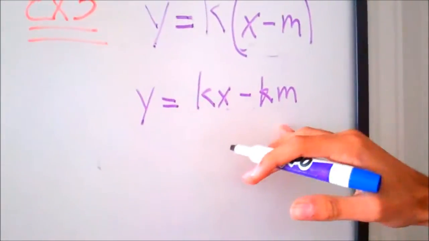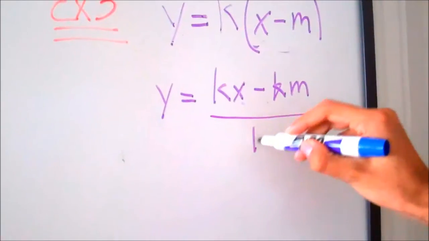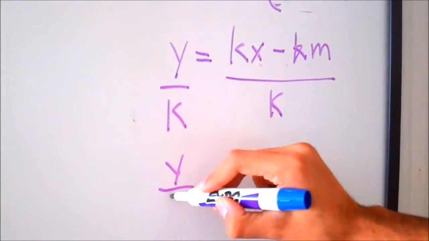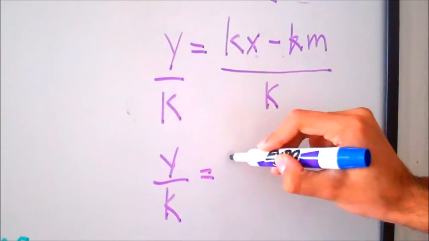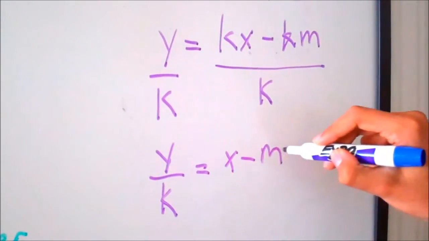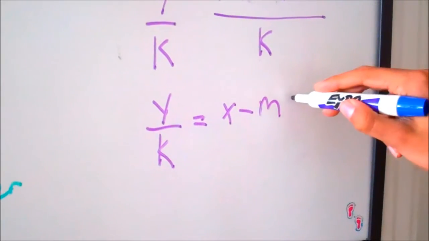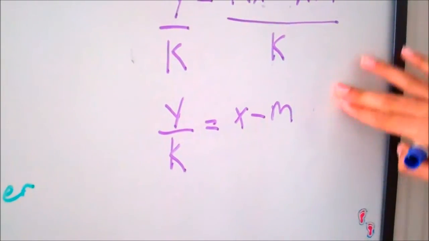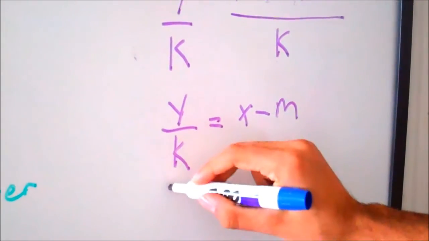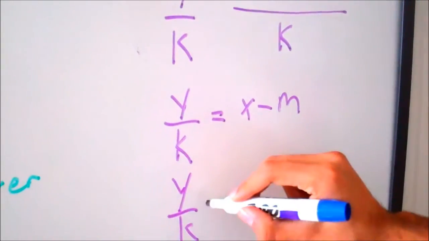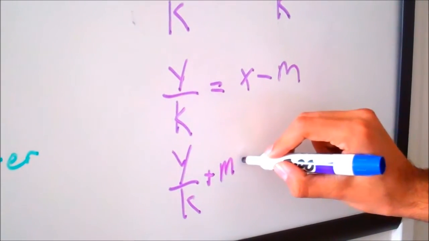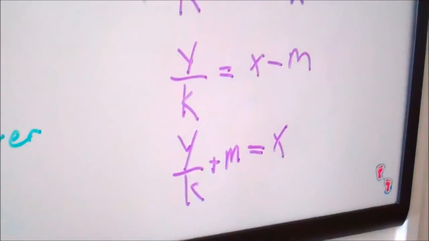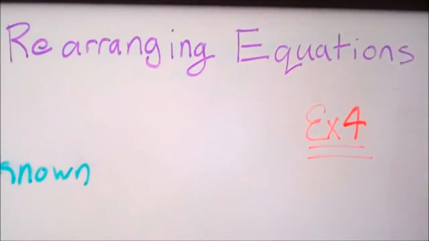Now, to isolate those, we divide that all by k, divide that by k, and we fall back into the same steps that we were in before, giving us x minus m. Now, our shortcut, instead of actually writing out the plus m, you can just immediately flip it into the left side. So y over k plus m equals x. And that is example number 3 with brackets.